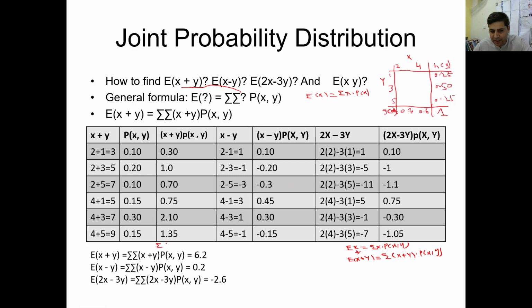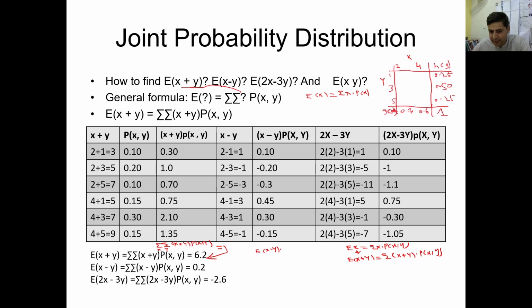this will be summation. This will be the summation for x, and this will be the summation for y. Sum of (x plus y) into pxy, which will be equal to 6.2. So when you add all this, it will be equal to 6.2. Similarly, now they are asking E of X minus Y. So it is also very simple.